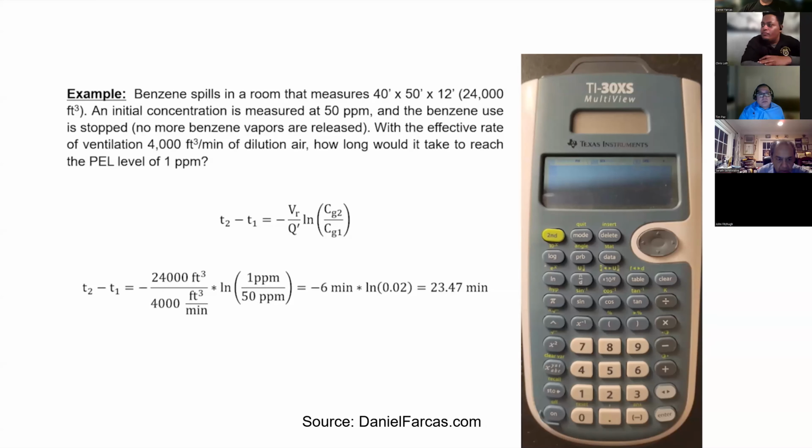So the answer is the difference between the final time and the initial time equals, and if you do it this way, it will save you time during the CIH exam, parentheses, minus 24,000 divided by 4,000, close parentheses, times natural logarithm, parentheses, 1 divided by 50, close parentheses. And the answer is 23.47 minutes. Those 0.47 are not seconds, they are a percentage of a minute.